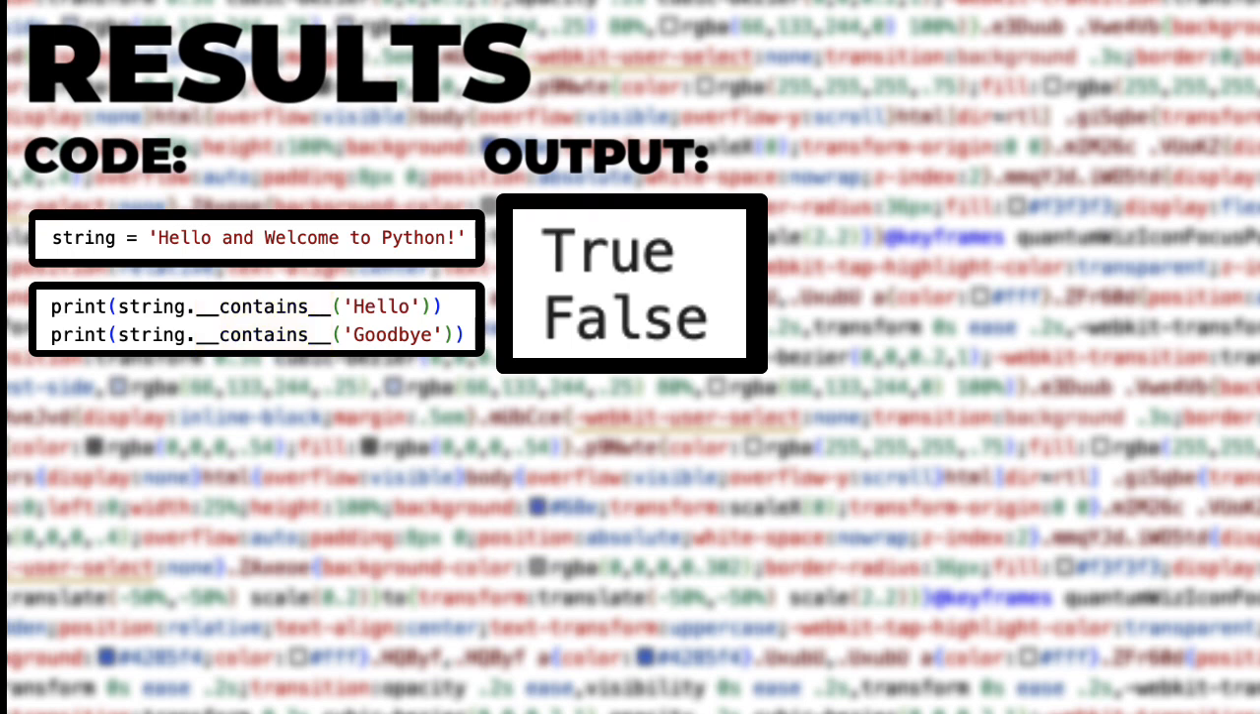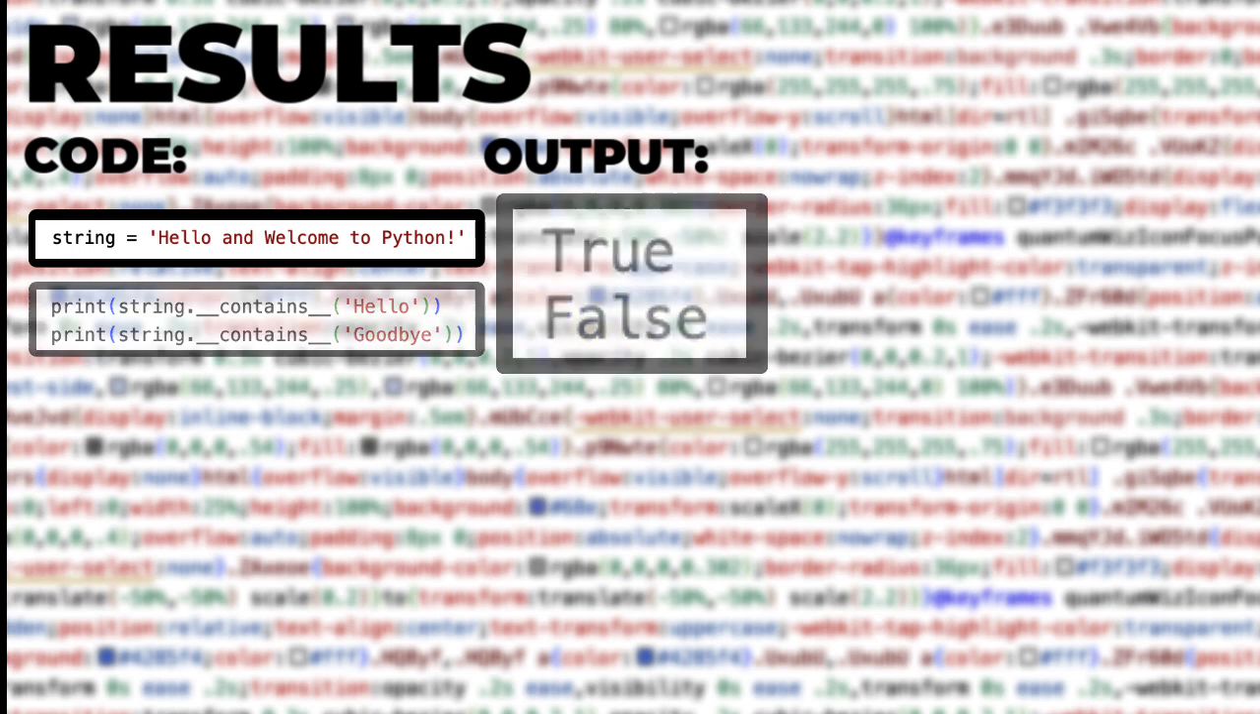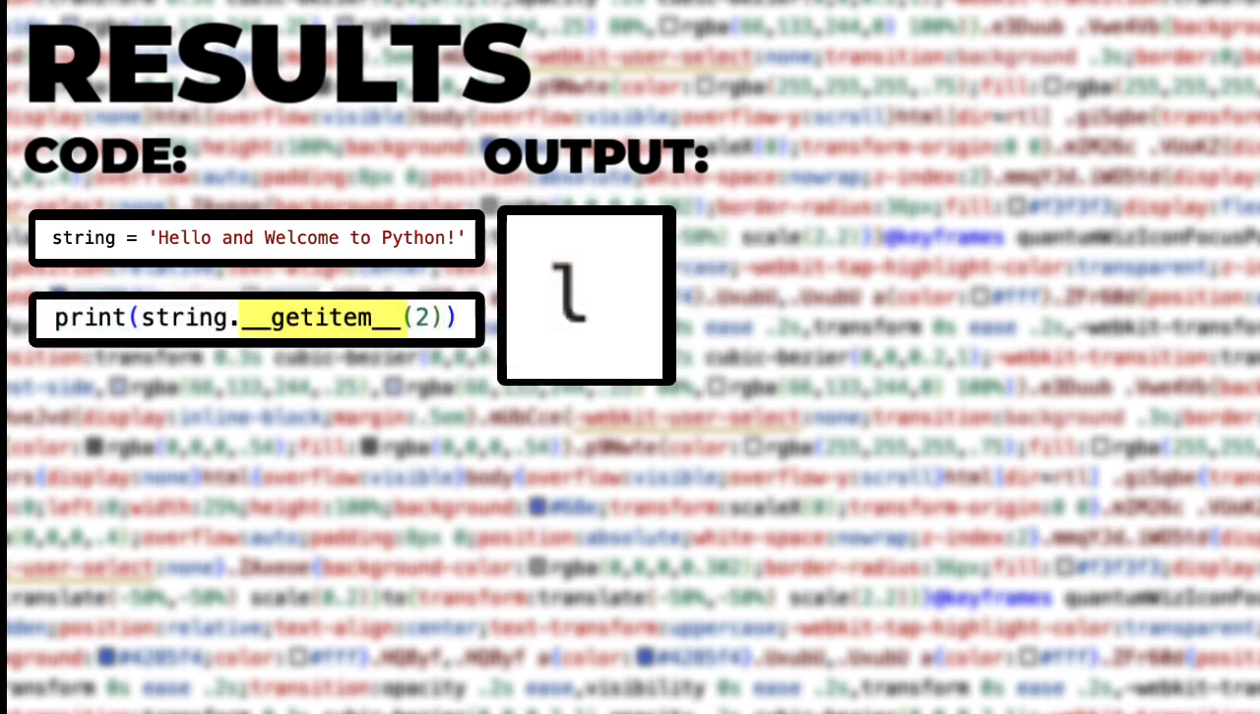Next up is __contains__. This will return true if the string you have placed in the bracket is in the variable you have given, and will return false if not. For this example, "hello" is inside of the string, so it returns true, but "goodbye" is not, so it returns false.